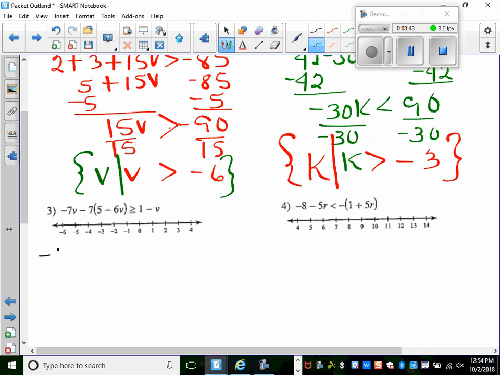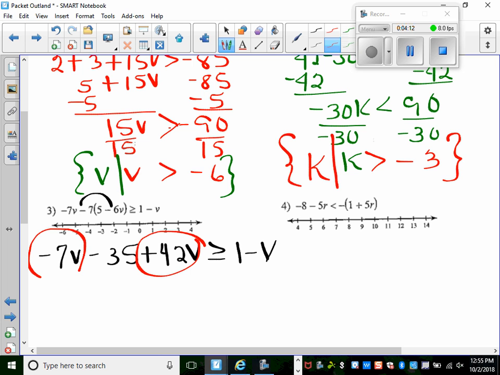I'm going to bring down the negative 7v. I'm going to distribute the negative 7 and get minus 35. And then a negative times a negative here will give me a plus 42v is greater than or equal to 1 minus v. All right. It changed to a plus because I had a negative times a negative. So then I'm going to combine this term together with this term, all my v's together. That's going to give me a total of 35v minus 35 is greater than or equal to 1 minus v.